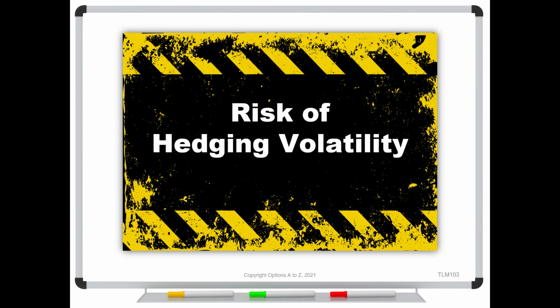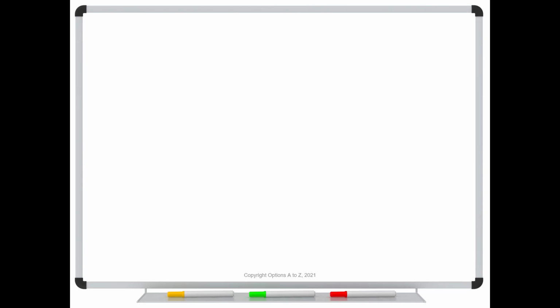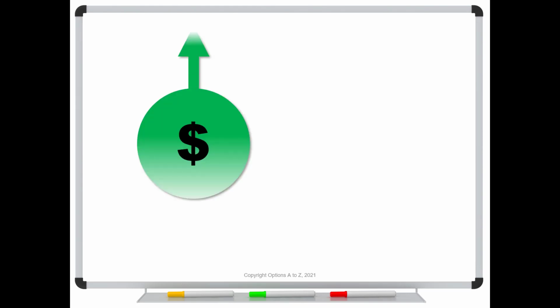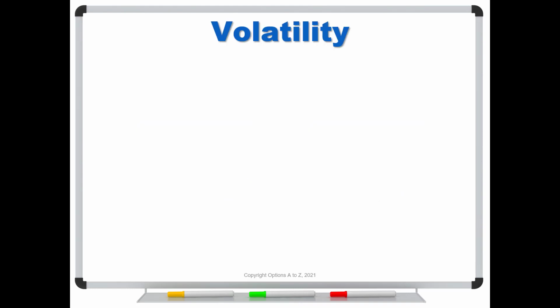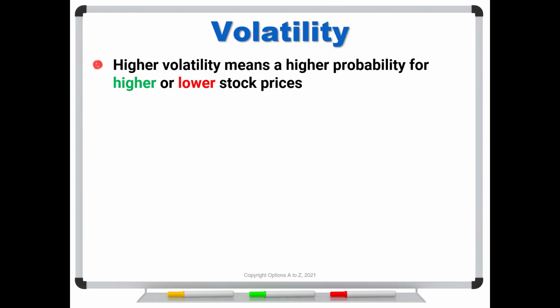And here's why. First off, remember that higher volatility means that we are expecting potentially higher prices and potentially lower prices. Traders often forget this. They think that higher volatility means that prices are more likely to fall, and that's not at all what the definition means. It just means that we are expecting a broader range of potential prices. So when we're talking about volatility, it means higher probability for higher or lower stock prices. And because of that, call and put prices will rise.